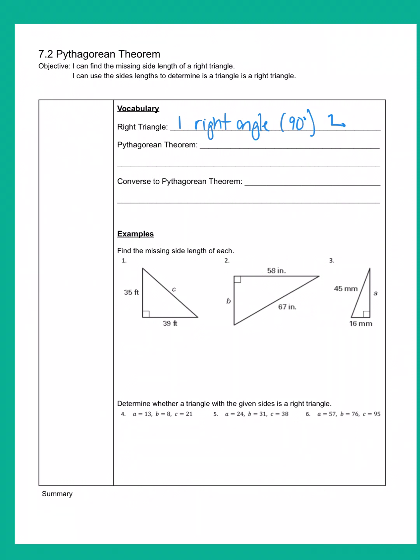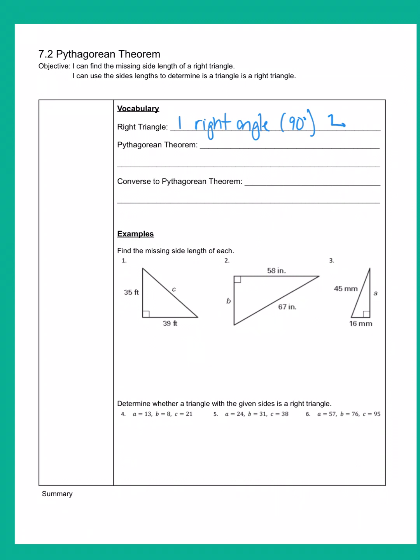If you look down here at our examples 1, 2, and 3, this little square in the corner is telling us that's 90 degrees, that's 90 degrees, that one's 90 degrees. So they each have one angle that has 90 degrees in it. Those would all be right triangles.